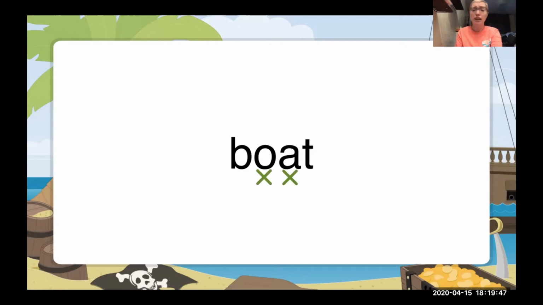So once we mark an X under each of our vowels, then we're going to come up and around our racetrack and we are going to mark our A silent because that's our second vowel. And then we're going to mark our first vowel, which is O. We're going to mark that long. Great job. So then we're going to move on.